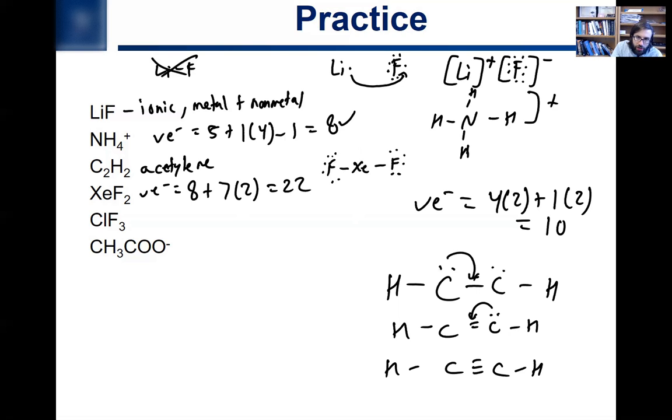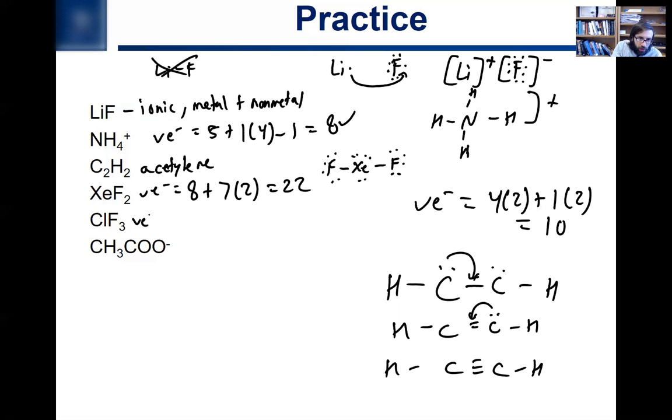What do we have now? 2, 4, 6, 8, 10, 12, 14, 16. 16 valence electrons. We have 6 more valence electrons to put down. 2, 4, 6. We're done. But xenon is violating that octet rule. 2, 4, 6, 8, 10. But that's okay because xenon can have an expanded octet since it's at or beyond period 3. You could try to make double bonds here, but that's actually going to get you worse formal charges.